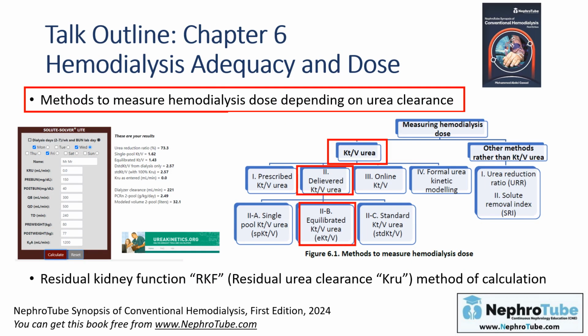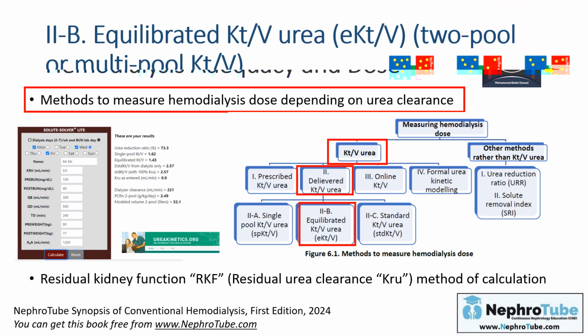So we discussed now the single pole KT over V, and we mentioned that the main pitfall of this single pole KT over V is that it neglects the idea that we have two pools affecting the serum urea level post-dialysis. The second delivered KT over V method is the equilibrated KT over V urea.